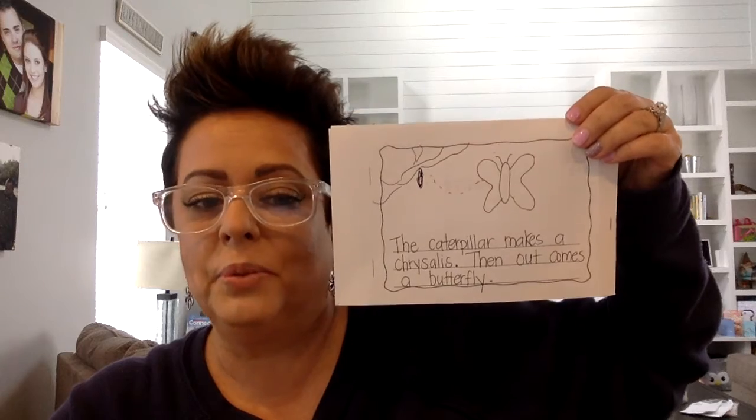So remember, when you are writing an information story, you want to give some information. We're talking about caterpillars and butterflies and the life cycle of a butterfly. So if you're writing a story, remember you want to have a beginning, a middle, and an end. So tomorrow we're going to write using bigger paper, and we'll talk about writing a little bit of a longer story. So I hope you had fun writing today.